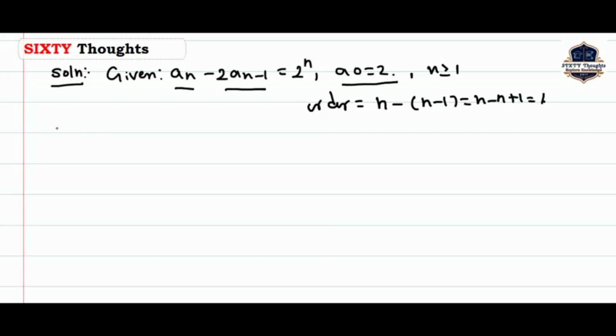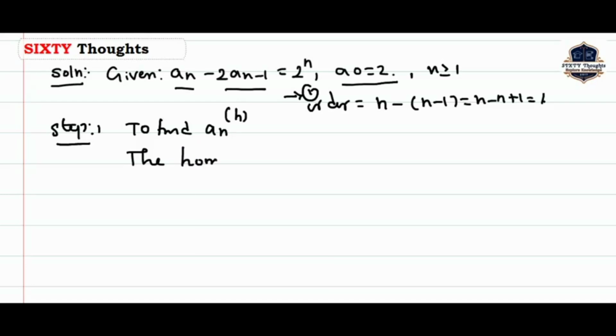Okay. So I'm going to find step number 1. What is step number 1? We find the homogeneous solution. That means we find a_n^(h), where h is nothing but homogeneous. So we consider this as equation number 1. I'm going to write the homogeneous equation of the given equation: the homogeneous recurrence equation is a_n minus 2 a_{n-1} equals 0. Once the right side is 0, it is called homogeneous, and it is also a linear equation.